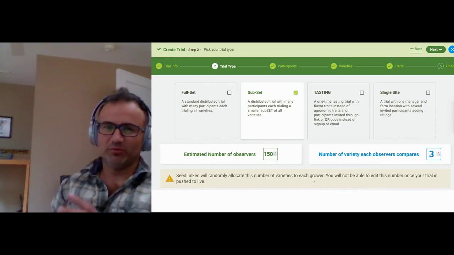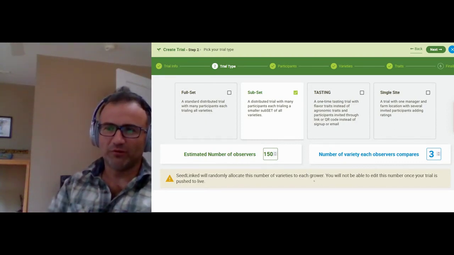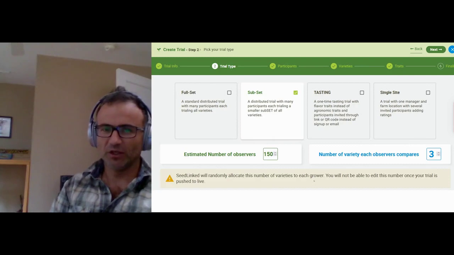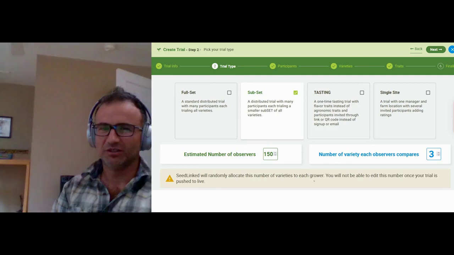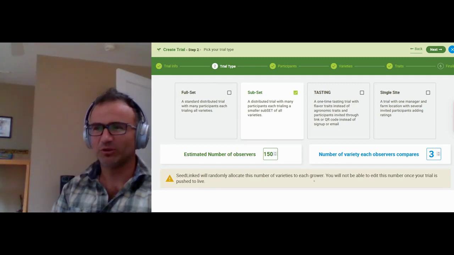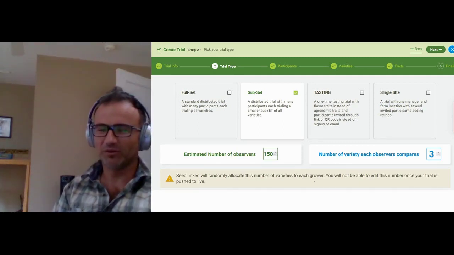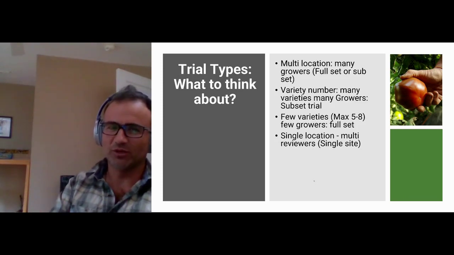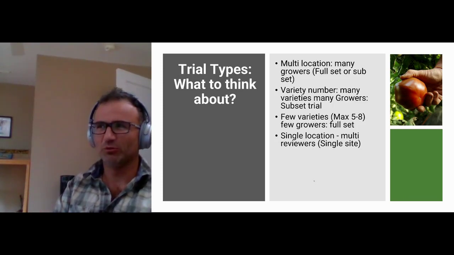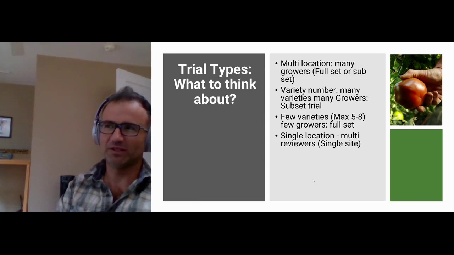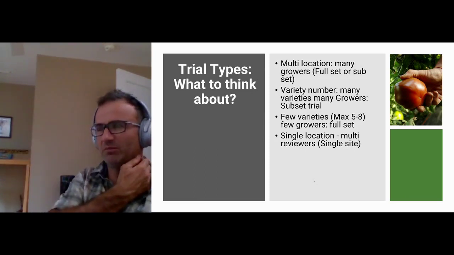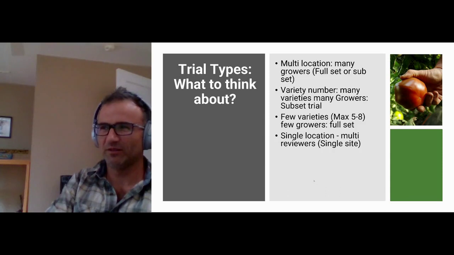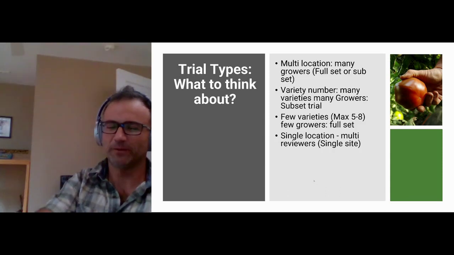After that, you have a goal of the trial, like is it going to be a few-grower trial or many growers? Are they going to receive a subset, or all of them? And so we have 4 different types of trial you can pick. Is it going to be in one single location with multiple reviewers, or multi-location and everybody is going to receive the same varieties? So we have different trial types, depending on the conditions you want for your trial.